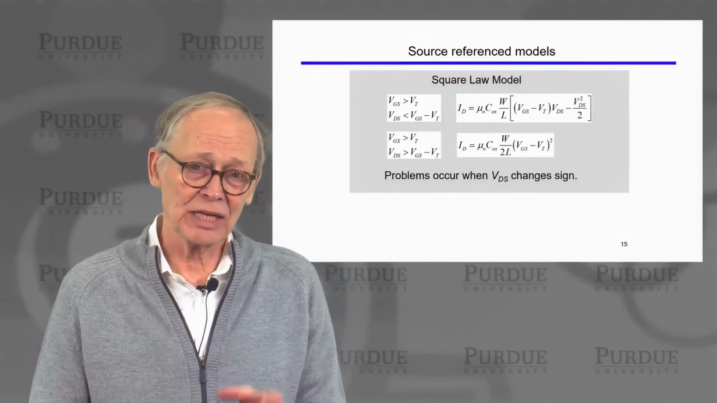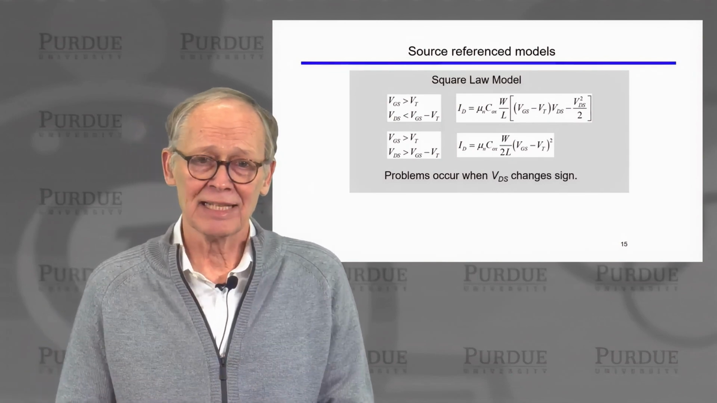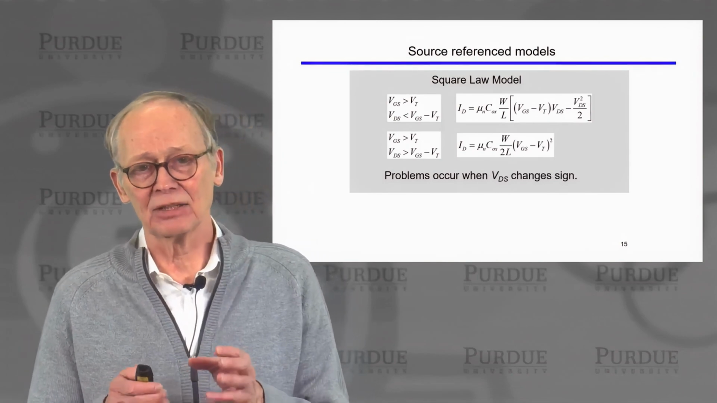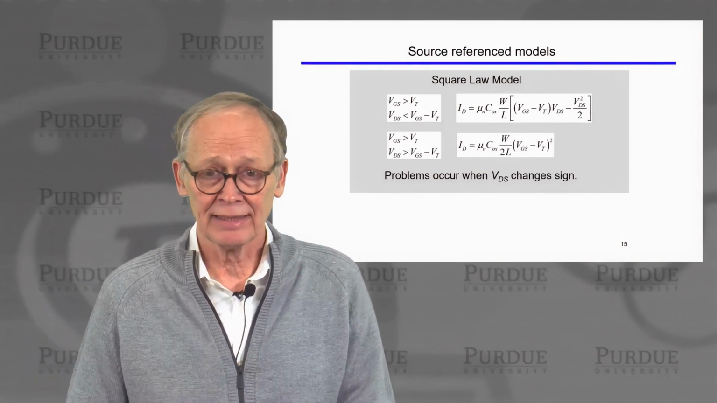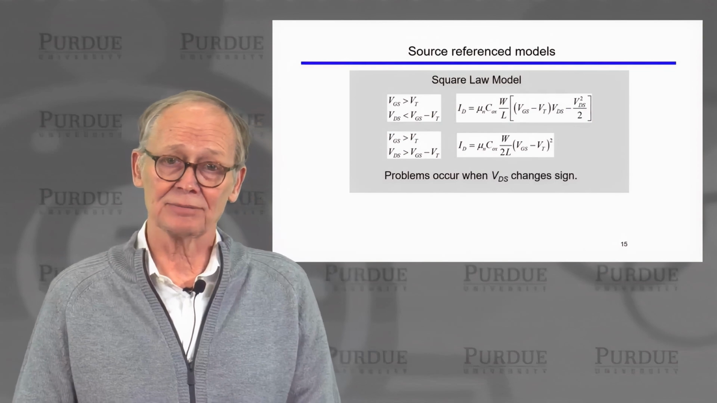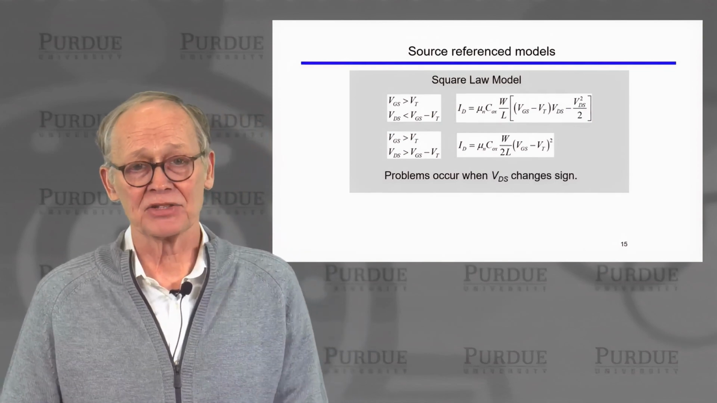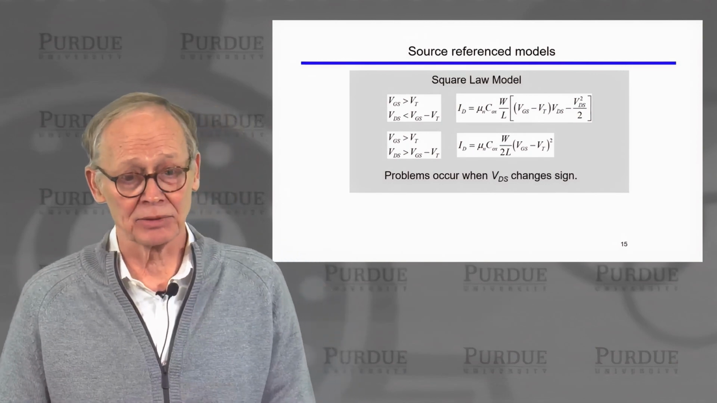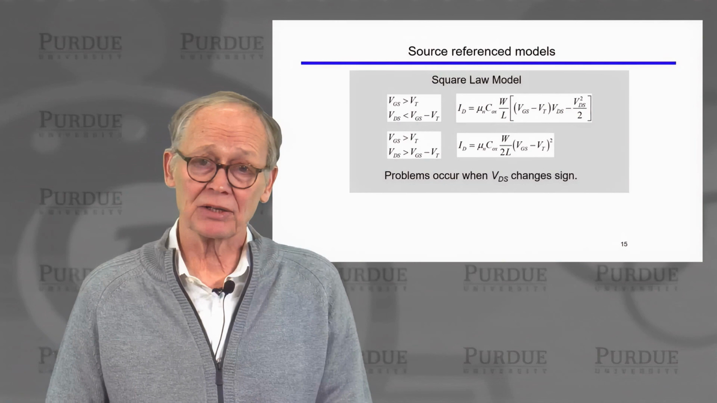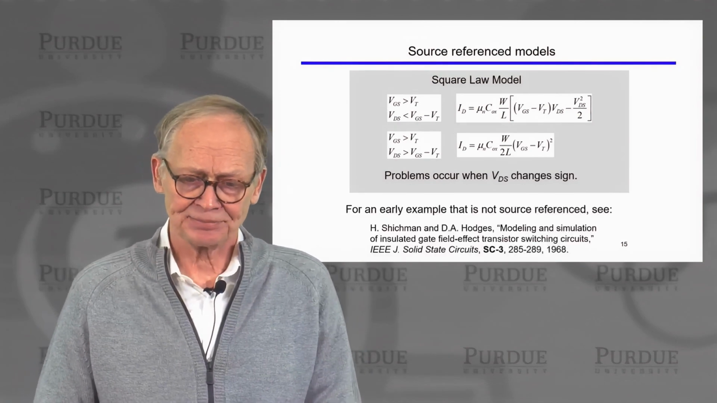And of course, we referenced everything to the source in our virtual source model because that gave us very good physical insight into how the transistor operated. But we have to be careful in a circuit because the terminal that is labeled source might change as the voltages on the terminals change. So problems can occur when the drain to source voltage switches sign.